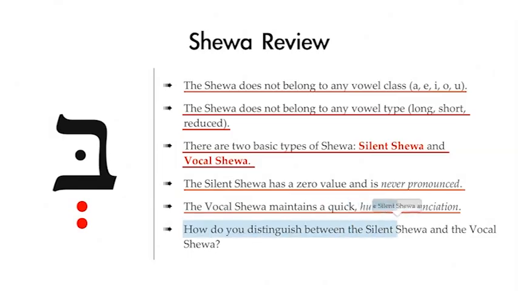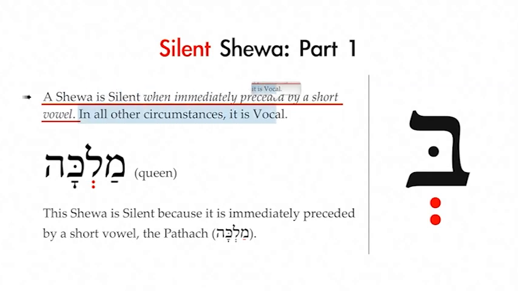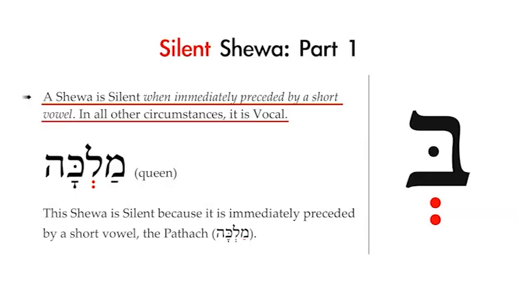The vocal schwa maintains a quick, hurried pronunciation, very much like the hatef vowels. So how do you distinguish between the silent schwa and the vocal schwa? Well, that's what we're going to do. A schwa is silent when immediately preceded by a short vowel. In all other circumstances, it is vocal. So if you're just going to memorize one rule for the schwa to distinguish between vocal and silent, this is the rule. If the schwa is immediately preceded by a short vowel, it is silent. In all other circumstances, it is vocal.